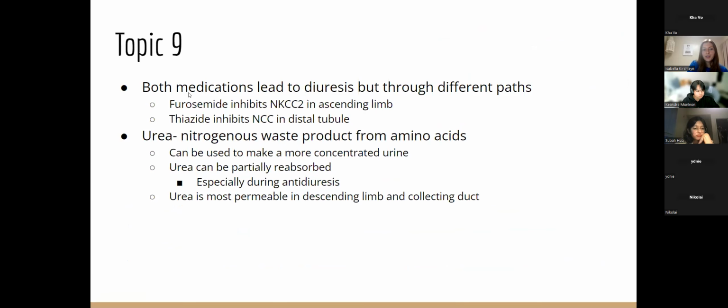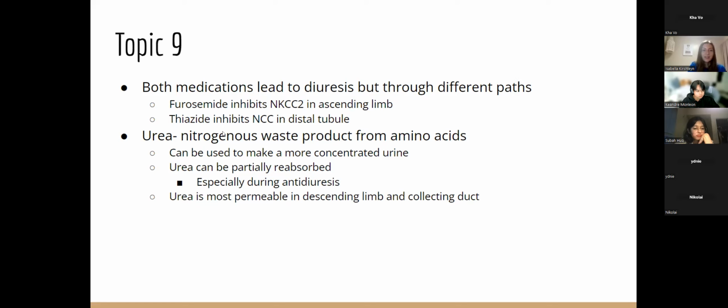And then Dr. Cho talks about 2 different medications, but both of these medications lead to diuresis. It just leads to diuresis through different pathways. Furosemide leads to diuresis by inhibiting NKCC2 in the ascending limb, and thiazide causes diuresis by inhibiting NCC in the distal tubule.